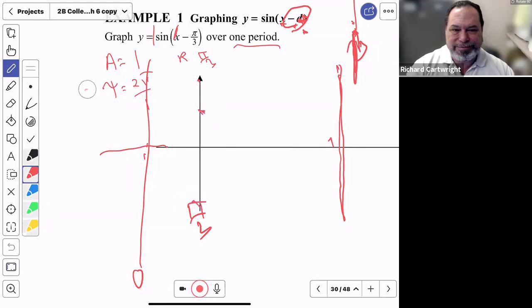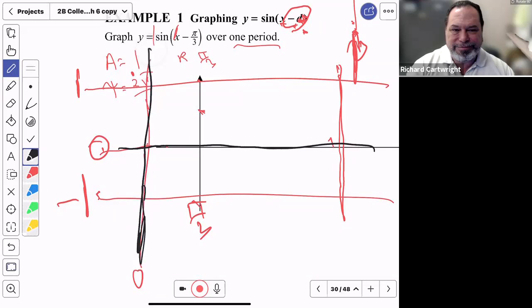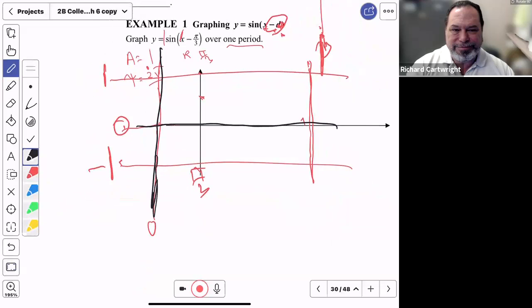Then I have to say, well, how high will it go and how low will it go? So I look at my amplitude. This thing does not shift up or down because there's no plus or minus a number being added to this function. So it's zero, add one, one, take away one, negative one. So technically my x-axis is still here, but my y-axis is back here, but who cares? All I care about is where does it start and where is it going to finish?